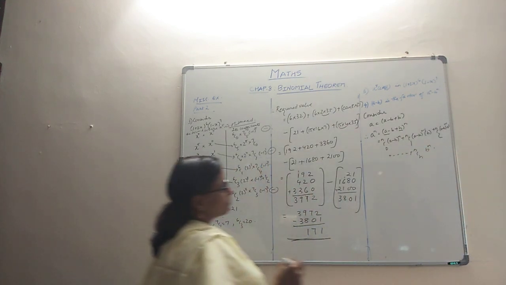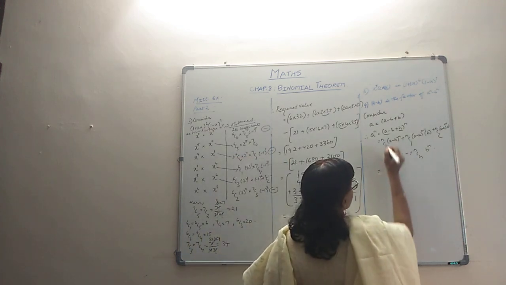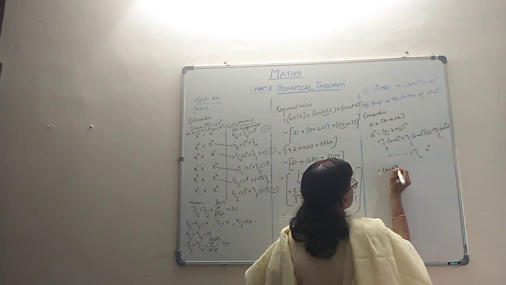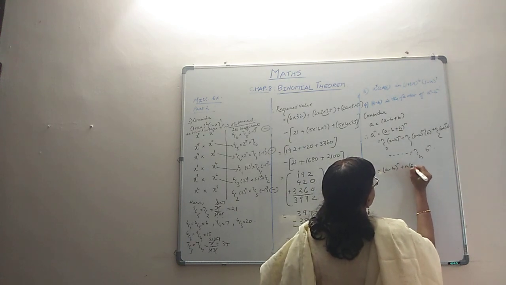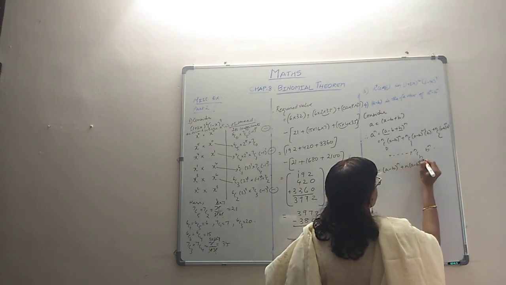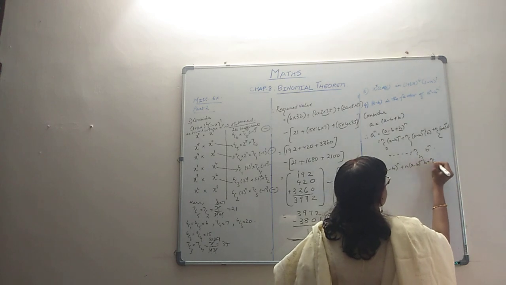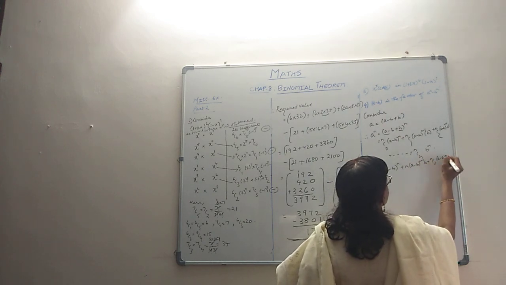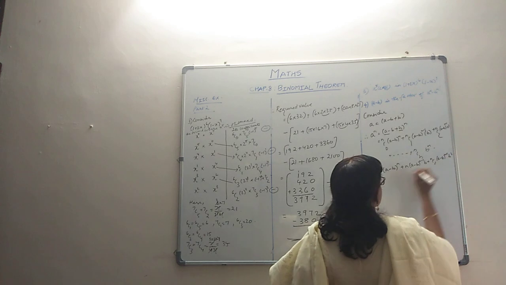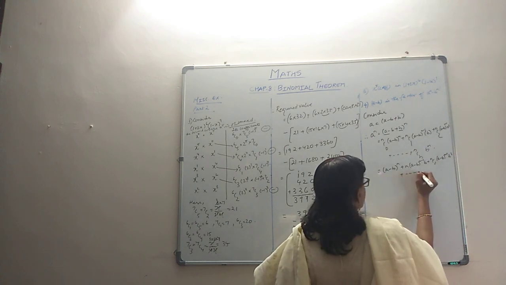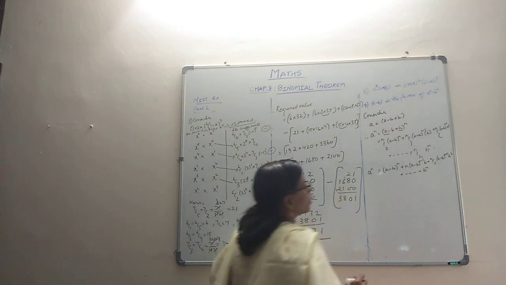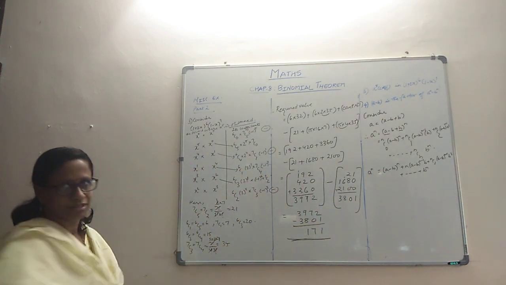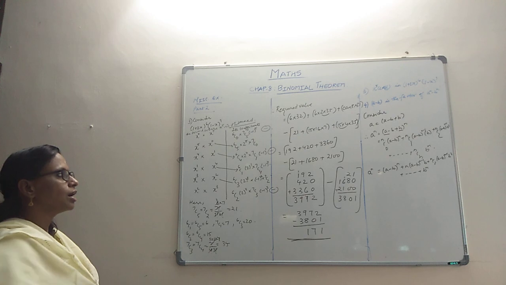Now, wherever possible, let's try to simplify. nc0 we know is 1. So it's like a minus b whole raised to n. And this is n times a minus b raised to n minus 1 into b plus nc2 a minus b raised to n minus 2 b squared, and so on. The last term ncn we know is 1. So that is b raised to n. So literally what we have got, a raised to n is all this.